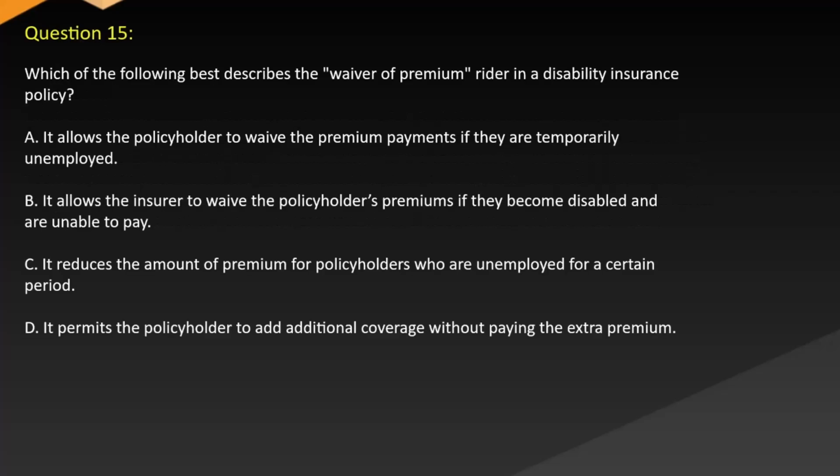Question 15. Which of the following best describes the waiver of premium rider in a disability insurance policy? A. Allows the policyholder to waive the premium payments if they are temporarily unemployed. B. It allows the insurer to waive the policyholder's premiums if they become disabled and are unable to pay. C. It reduces the amount of premium for policyholders who are unemployed for a certain period. D. It permits the policyholder to add additional coverage without paying the extra premium.